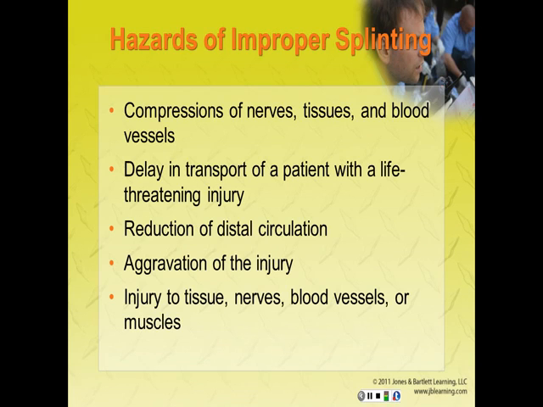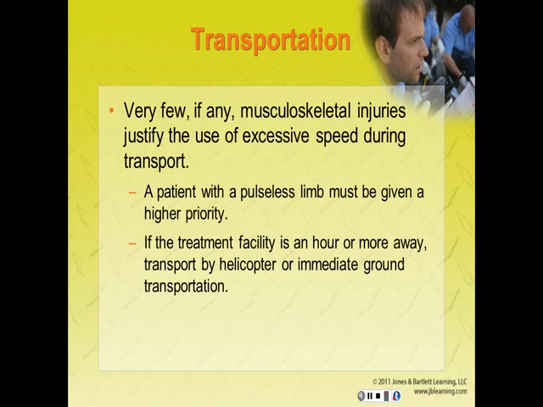There are some hazards to improper splinting, and these include compression of nerves, tissues, and blood vessels, delay in transport of a patient with a life-threatening injury, reduction of distal circulation, aggravation of the injury, and injury to tissue, nerves, blood vessels, or muscles as a result of excessive movement of the bone or joint.